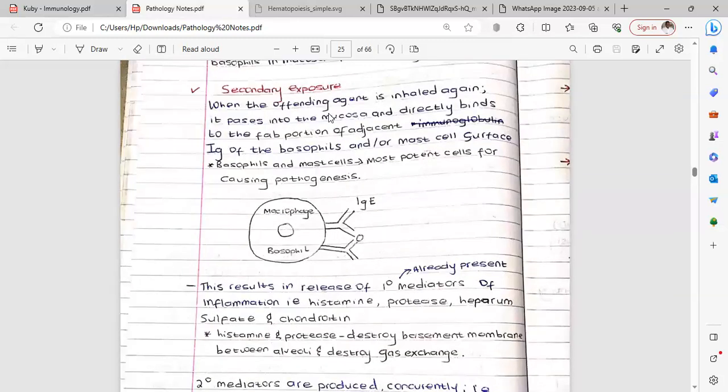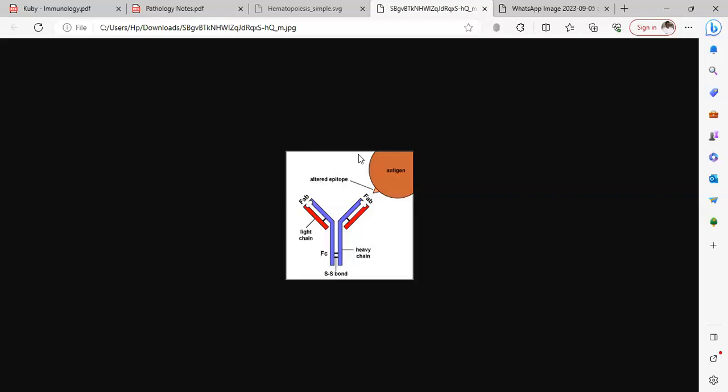Now that we have a memory of what happened the first time, for the second time you inhale the offending agents once again. Then it goes through all those mucosas and binds to the Fab portion of the immunoglobulin. The antigen binds to the Fab portion here.